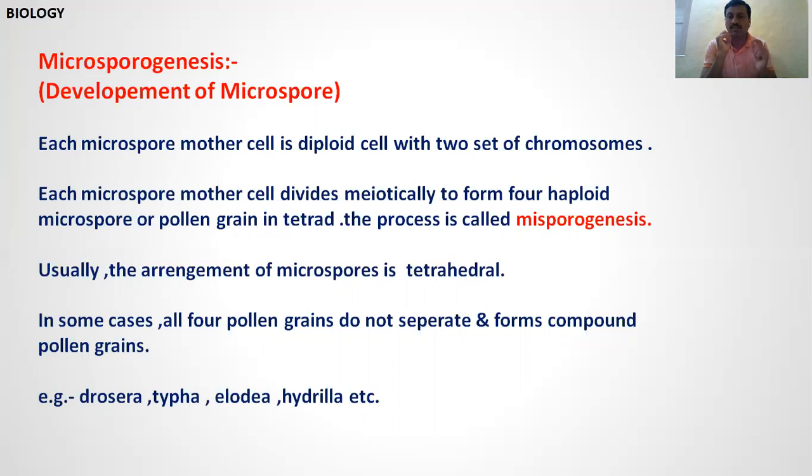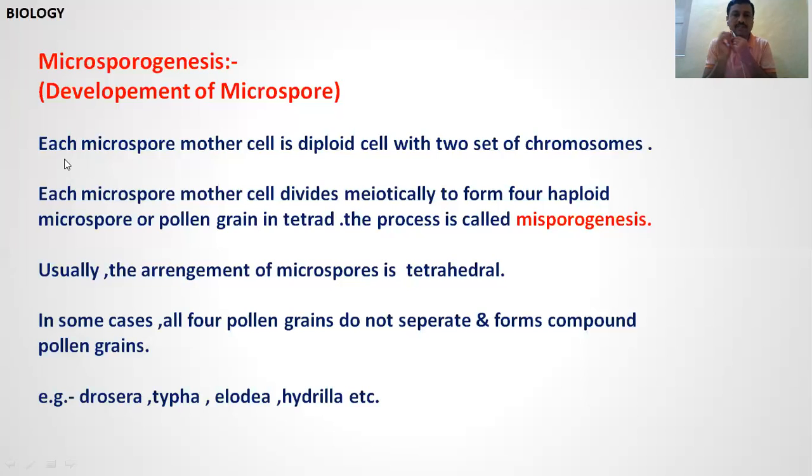In the innermost part, sporogenous cells are present. These sporogenous cells divide meiotically to produce 4 haploid microspores, or pollen grains. The microspore is the pollen grain, the male gamete. The development of the microspore is called microsporogenesis.